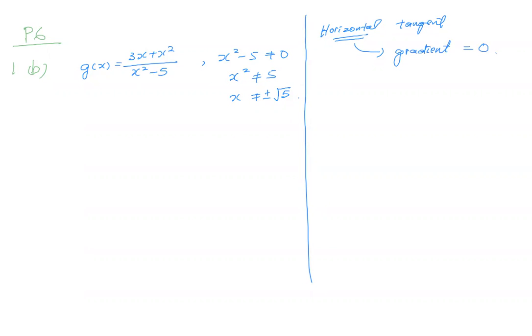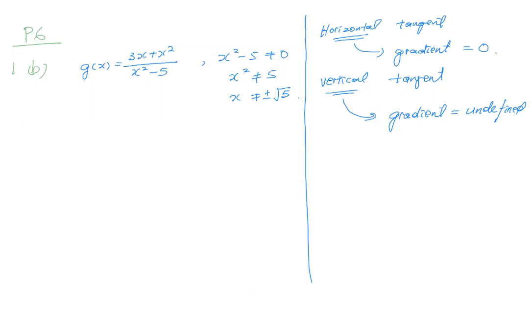Okay, so vertical tangent, any vertical straight line, the gradient is undefined. Are you clear? So that is the difference between horizontal tangent and vertical tangent. So that's why in the answer there I say tangent is vertical, g prime x is undefined.